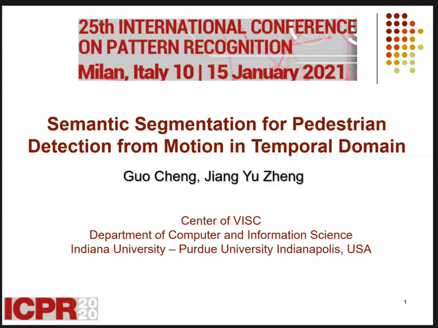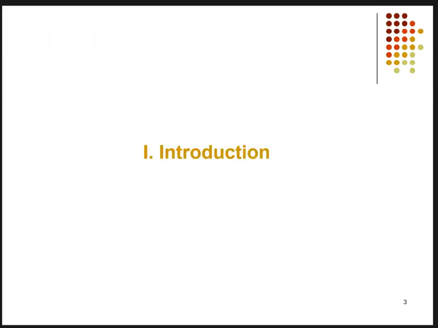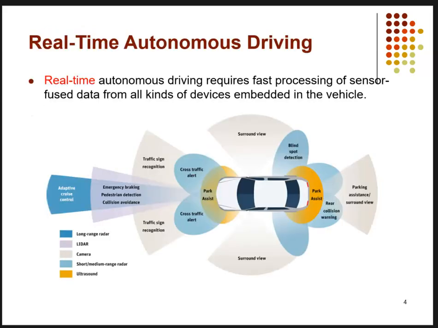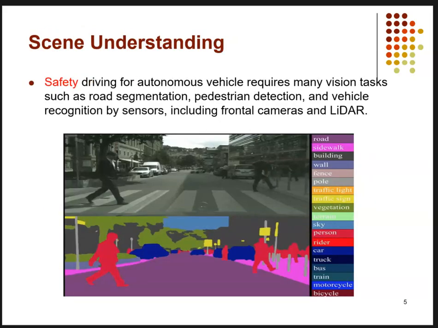Hello everyone, our topic is named semantic segmentation for pedestrian detection from motion in temporal domain. In real-time autonomous driving, semantic segmentation is one of the well-known vision tasks.